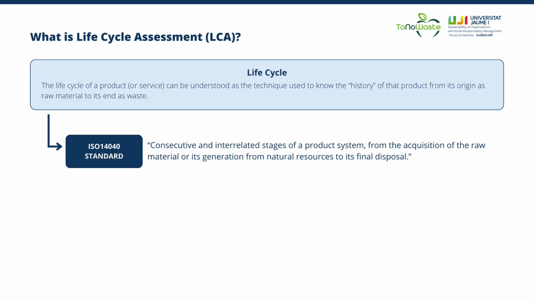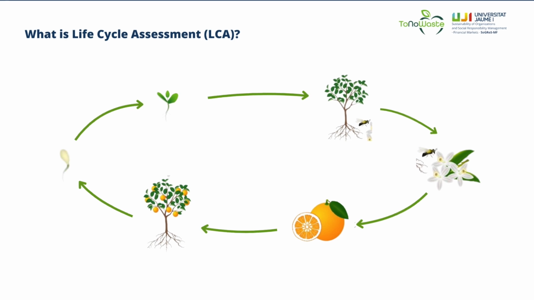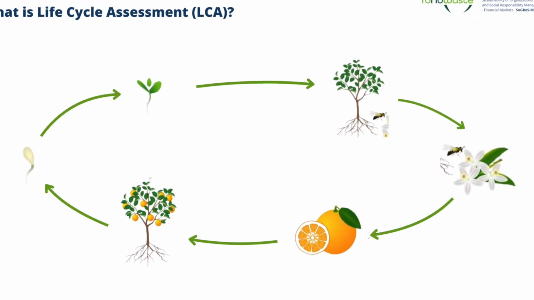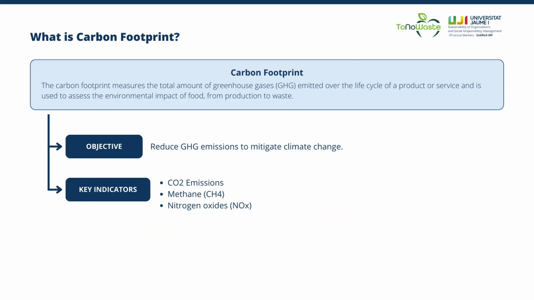Life cycle analysis is a tool that evaluates the environmental impacts of a product or service, from its origin as raw material to its end as waste, with the aim of identifying areas where environmental impact can be reduced. Specifically, it focuses on factors such as water, energy, and waste generation throughout the life cycle of the food product.